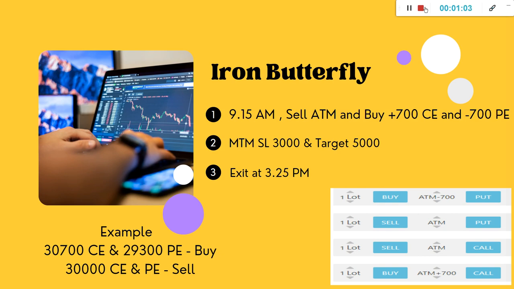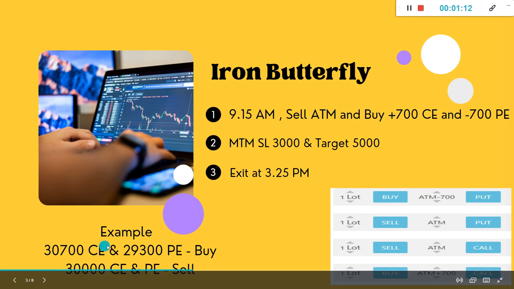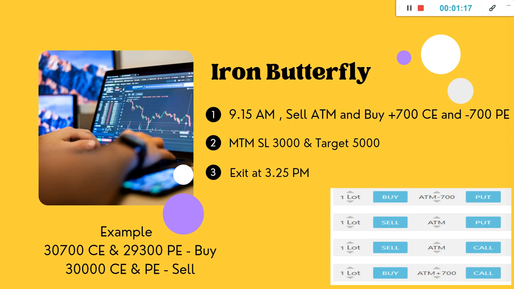At 9:15, whatever the ATM is, we need to sell the ATM CE and PE. I have an example on the left corner. Consider the market is trading at 30,000, and you need to sell 30,000 CE and PE, and we need to buy just for a hedging position. We need to hedge with 700 points away OTM. So we need to buy the 30,700 CE, that is ATM CE plus 700, and the 29,300 PE, that is 30,000 PE minus 700.